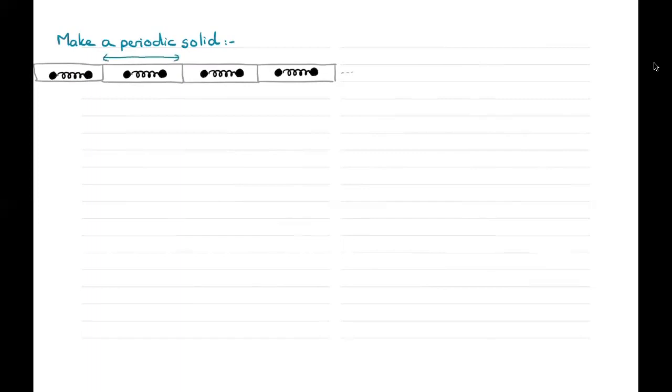So let's now make a periodic solid. And to make a simple example, I've just made a one-dimensional chain of the molecule that we just looked at. So now we have a unit cell, which looks like this. And each unit cell is containing one molecule. It continues in both directions. And let's say that the size of the unit cell is A, say.